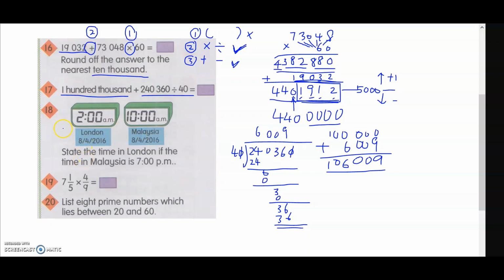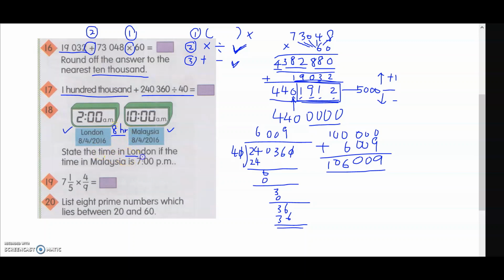Question 18. State the time. There are two times here. This is London. This is Malaysia. Now you find the difference first. What is the time difference between London and Malaysia? Now Malaysia is 10 o'clock in the morning. London is 2 o'clock in the morning. So 10 minus 2 is 8 hours. So the time difference is 8 hours. London is behind us. We are ahead of London. We are already 10 o'clock, but they are still at 2 o'clock. So we are 8 hours ahead.